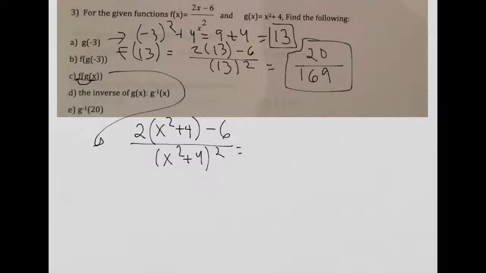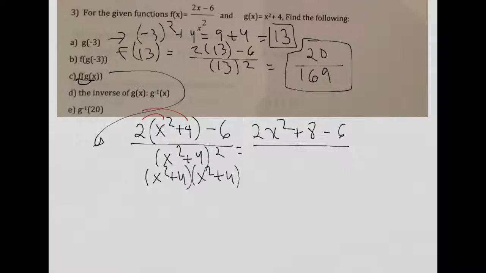So I need to work this out. So on the top is easy enough. Distribute the 2 inside. So I get 2x squared plus 8 minus 6. On the bottom now, this means I'm actually doing x squared plus 4 times x squared plus 4. I'm going to FOIL it out. So I got x to the 4th plus 4x squared plus another 4x squared plus 16.